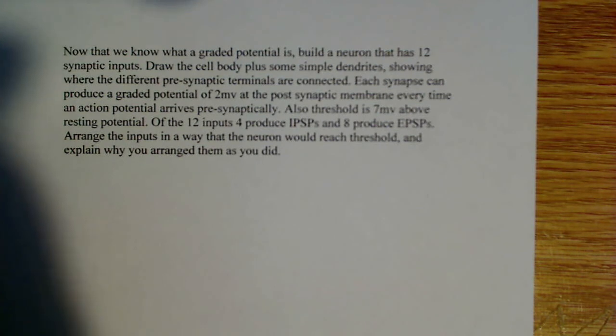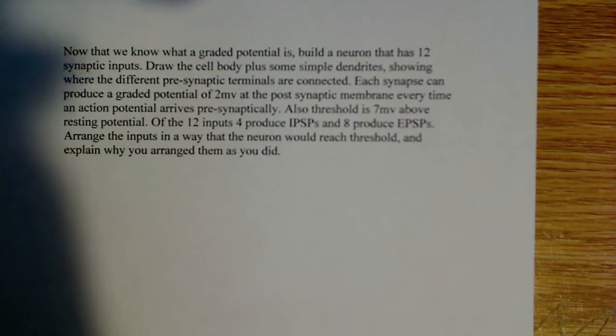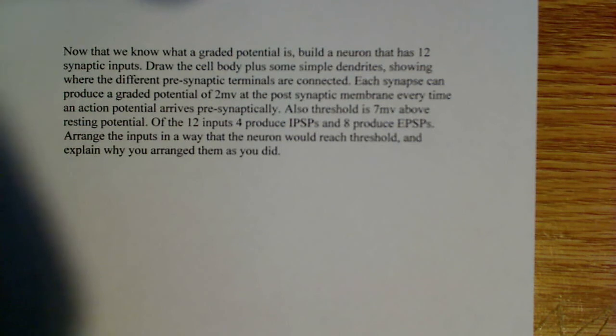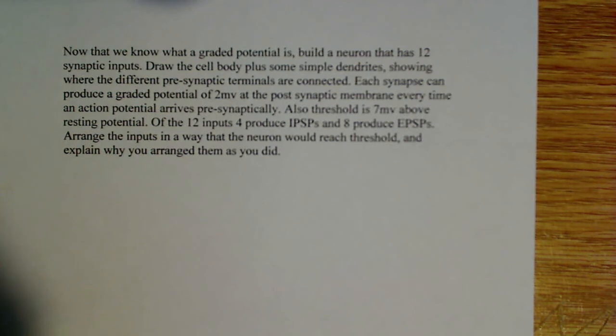Each synapse can produce a graded potential of 2 millivolts at the postsynaptic membrane every time an action potential arrives presynaptically. Also, threshold is 7 millivolts above resting potential. Of the 12 inputs, 4 are inhibitory postsynaptic potentials and 8 are excitatory postsynaptic potentials. It says arrange the inputs in a way that the neuron would reach threshold and explain how you arrange them.